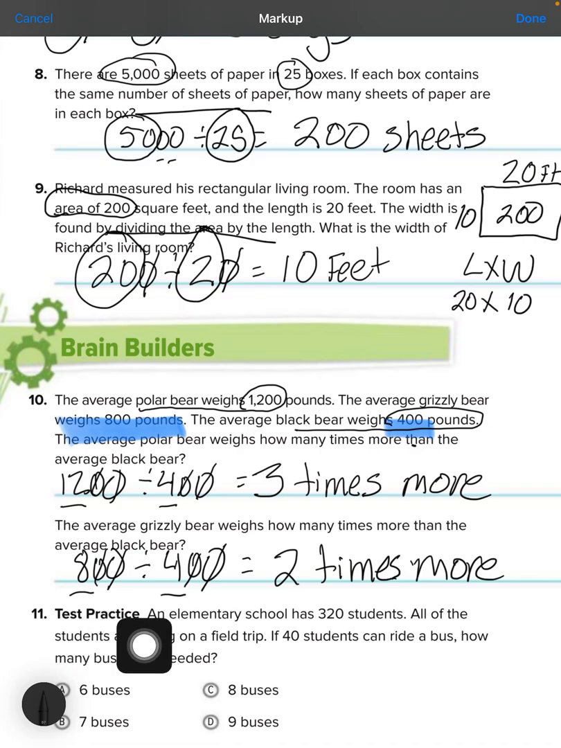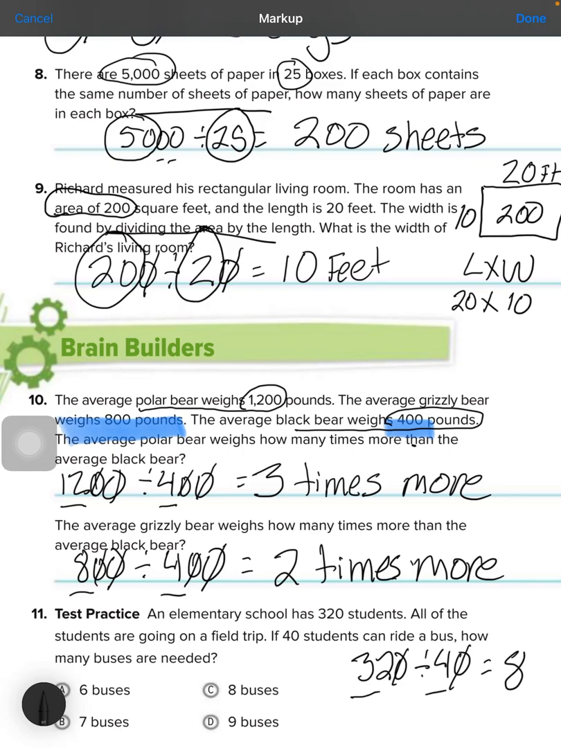All right, number 11. An elementary school has 320 students. All of the students are going on a field trip. If 40 students can ride a bus, how many buses are needed? So we have 320 divided by 40. And what do you notice? Yes, you can cross off a 0. So now we have 32 divided by 4, and I know that from my multiplication facts to be 8. Oh, I said the answer. Anyway, you guys are used to me giving you the answers anyway. Do you see that answer right there?